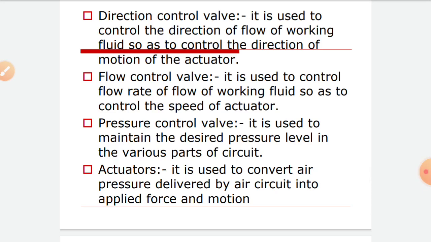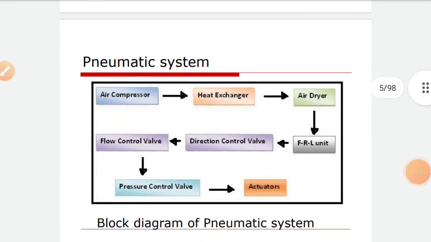It is used to convert air pressure delivered by air circuit into applied force and motion. So those are the basic components of hydraulic system we discuss here. Okay, so next point we discuss pneumatic system.